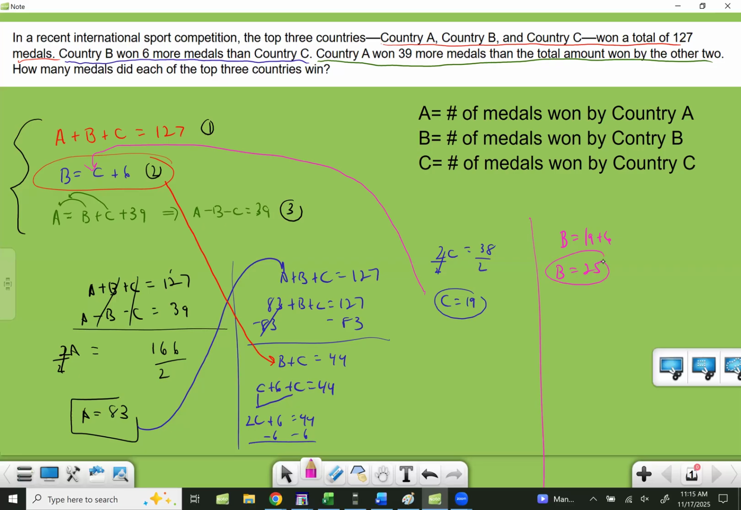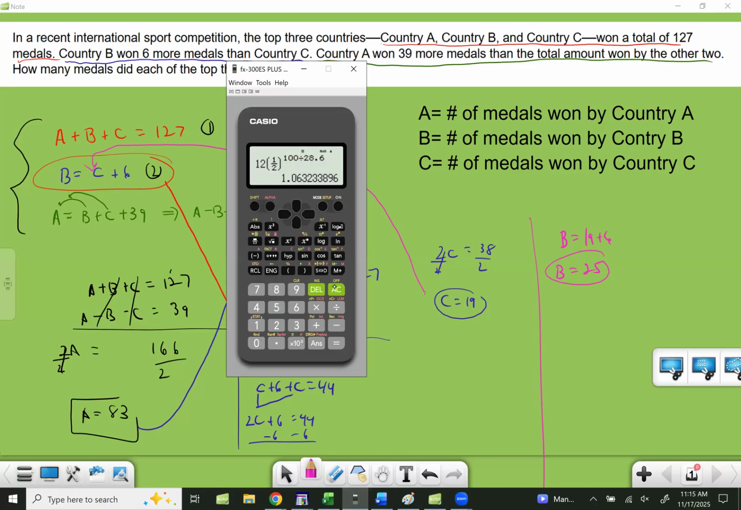Now I always like to double check what I got. Number one, it says that we have a total of 127 medals. So let's see if we do. 83 for A, 25 for B, and 19 for C gives us 127 total, so that's great. Now B won 6 more than C. That is true because B has 25 and C has 19, so B is 6 more.